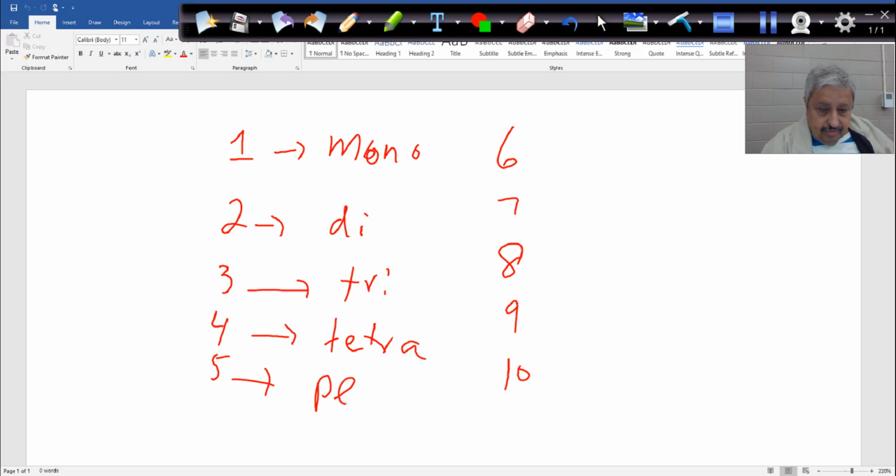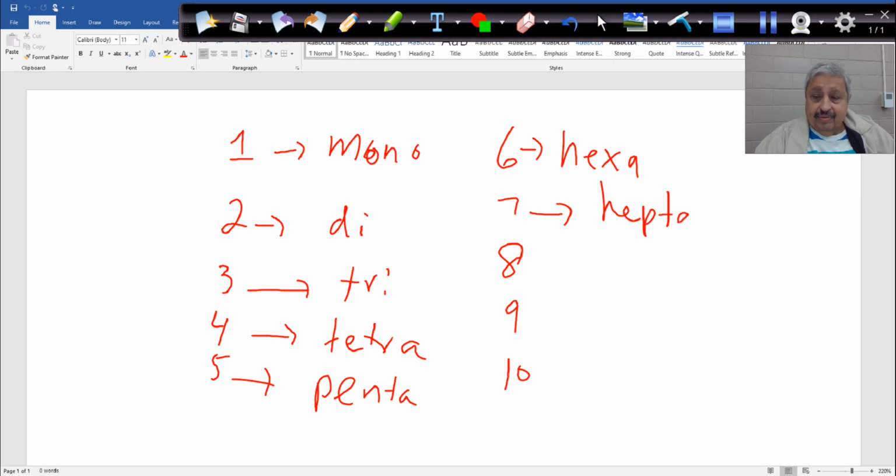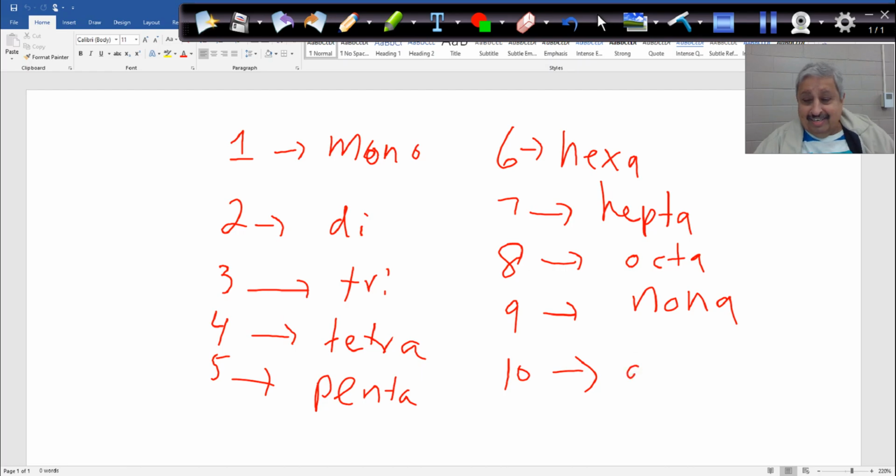Tetra, penta. How about 6? Hexa. How about 7? Hepta. How about 8? Octa. How about 9? Nona. How about 10? Deca. That's the name of deca. It means 10. Not student deca, but deca is 10. This is a Greek numbering.